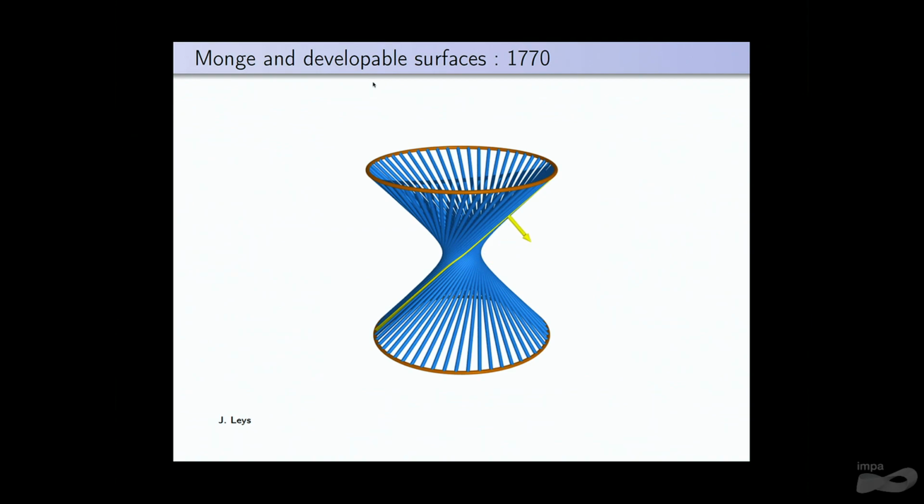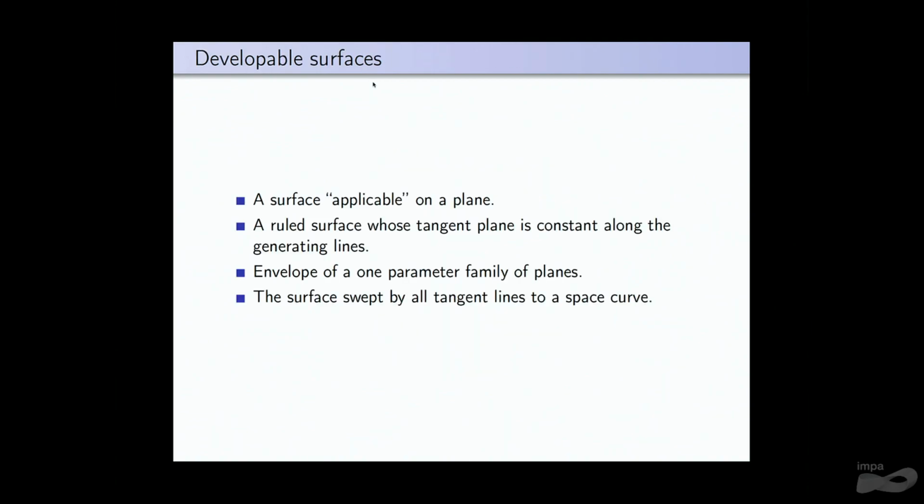Okay. Now Monge and Euler proved the following theorem. The following conditions are equivalent. The surface is applicable on a plane. It's a ruled surface whose tangent plane is constant along the lines. It is an envelope of one parameter family of planes. And it is the surface swept by all tangent lines to a space curve.